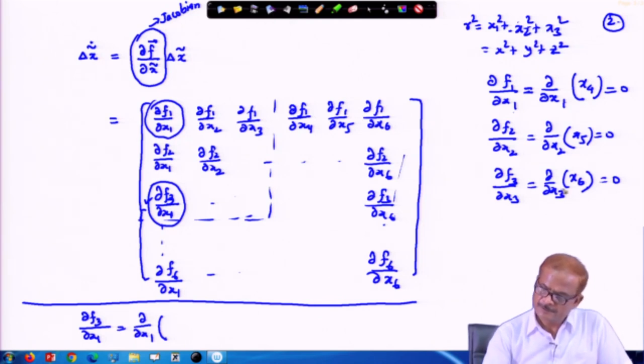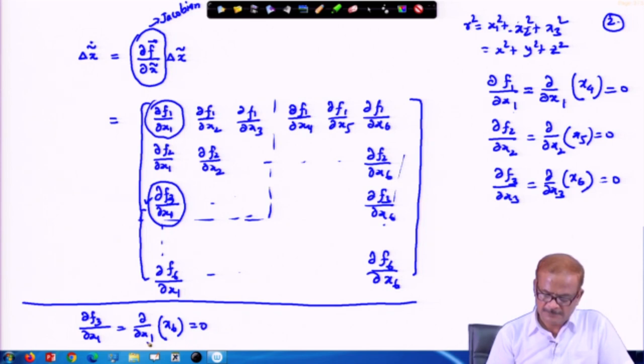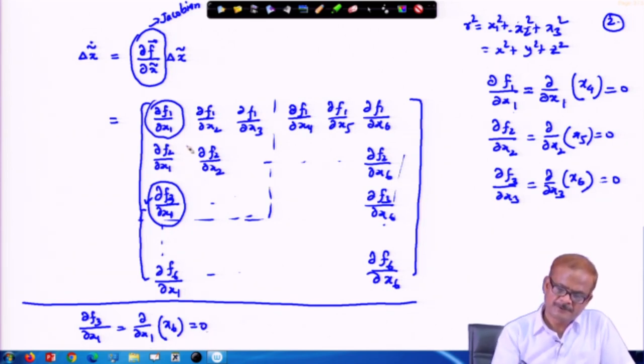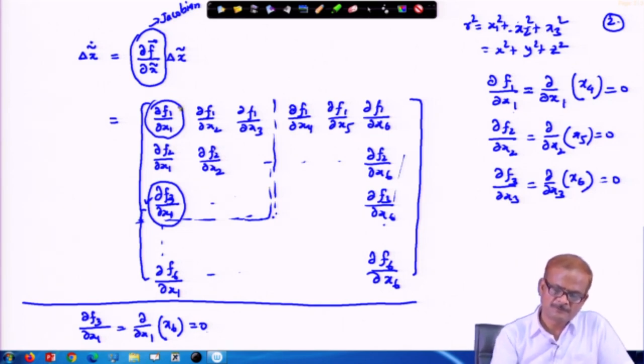And f3 is x6. So, again this is not a function of x1 and therefore, this is 0. So, this quantity here, what I am showing from here to here, all the elements, these 9 elements will be 0. Okay. So, all of them are 0. This is in this format, all the 9 elements here are 0.